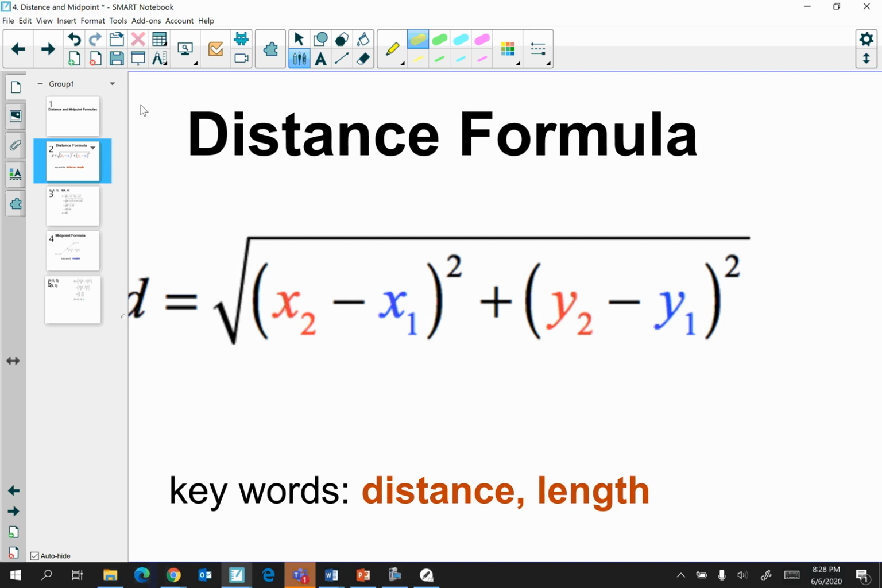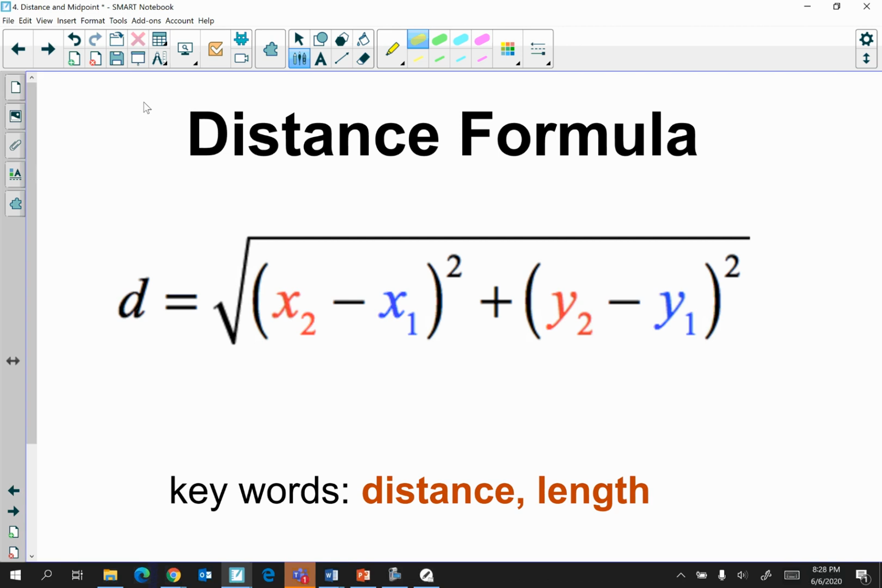First, we will be looking at the distance formula. The distance formula is d is equal to radical (x2 minus x1) squared plus (y2 minus y1) squared. To use the distance formula, there are a few keywords that we should be familiar with. Those words are distance and length. If you want to find the length of a line segment, you use the distance formula.